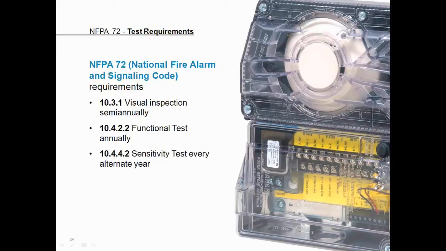First, duct smoke detectors are required to be visually inspected at least twice every year, have a functional test completed each year, and have sensitivity testing completed every other year. Furthermore, as we discussed earlier in NFPA 98, it requires that all devices used for shutdown be tested annually.